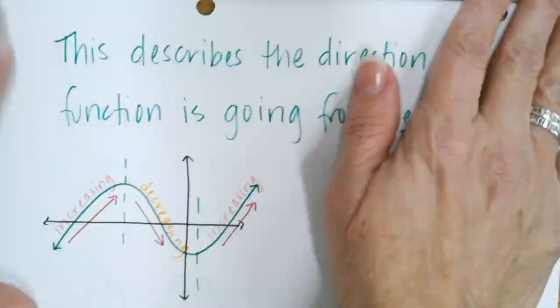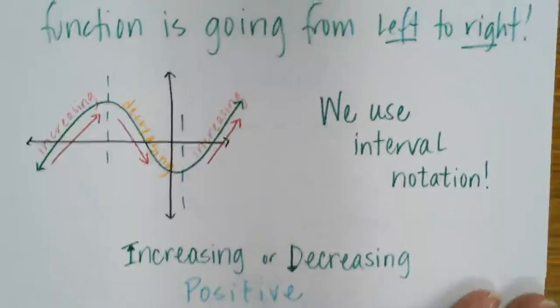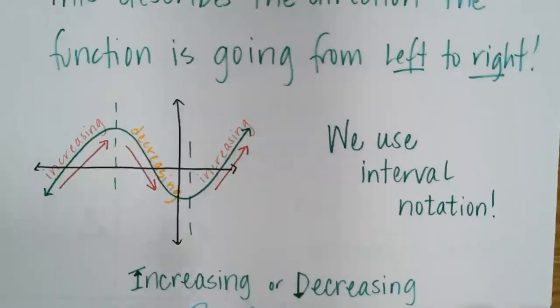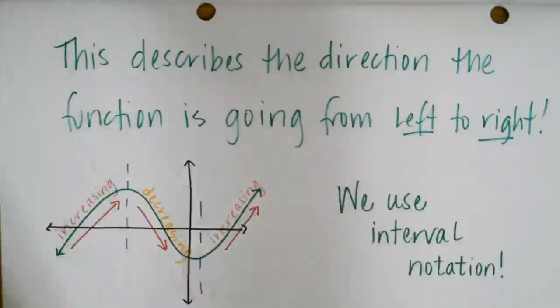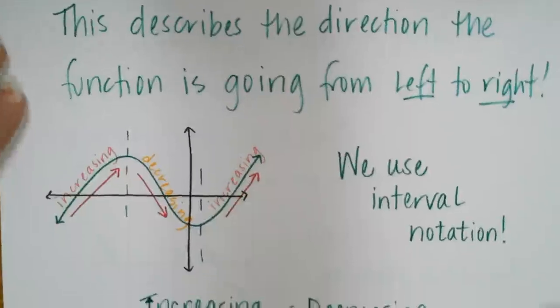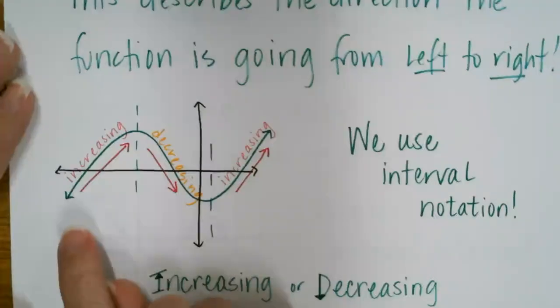Next up is increasing and decreasing. So I'm on the increasing or decreasing page. Increasing or decreasing describes the direction the function is going from left to right. Just like when we do interval notation, we always write the smallest number first. When we do increasing or decreasing, we're always going to go from left to right. So it's kind of the same idea. We're going to use interval notation again, and we'll work on that a little more in class. But just to figure out what I mean by increasing and decreasing.